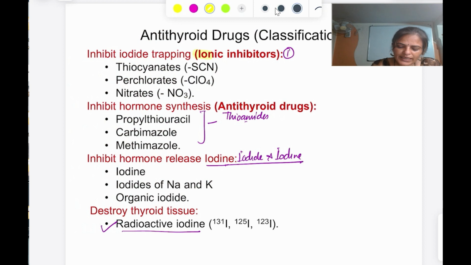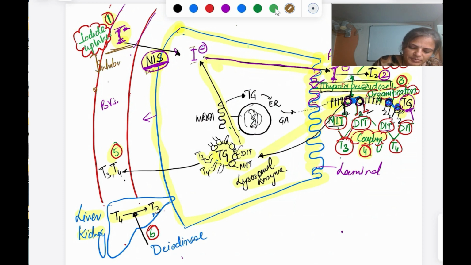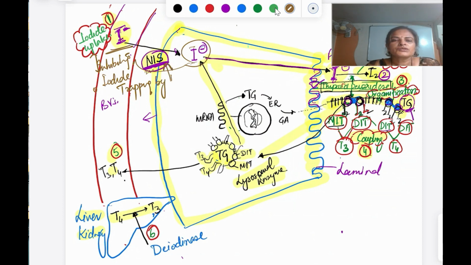Now the different types of drugs which I told you. Now the first one, ionic inhibitors, how are they going to act? It is written here, they are going to inhibit the iodide trapping: thiocyanate, perchlorate and nitrate. They act by inhibiting iodide trapping, by inhibiting this sodium iodide symport system. They are going to block that.